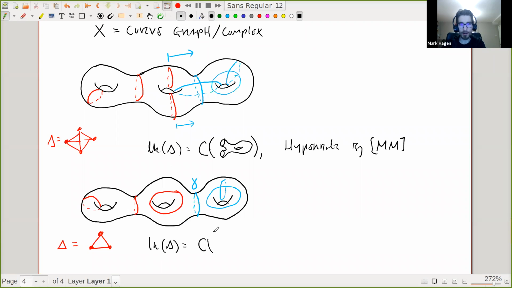is the curve graph of this once punctured torus together with gamma. So gamma does not count as a curve in the once punctured torus. The curve graph only has non-boundary curves as vertices. But what I do see is that there's a join over here, because this gamma is disjoint from every curve on the once punctured torus. And so I get a join structure on the link. So this is hyperbolic because it's bounded.